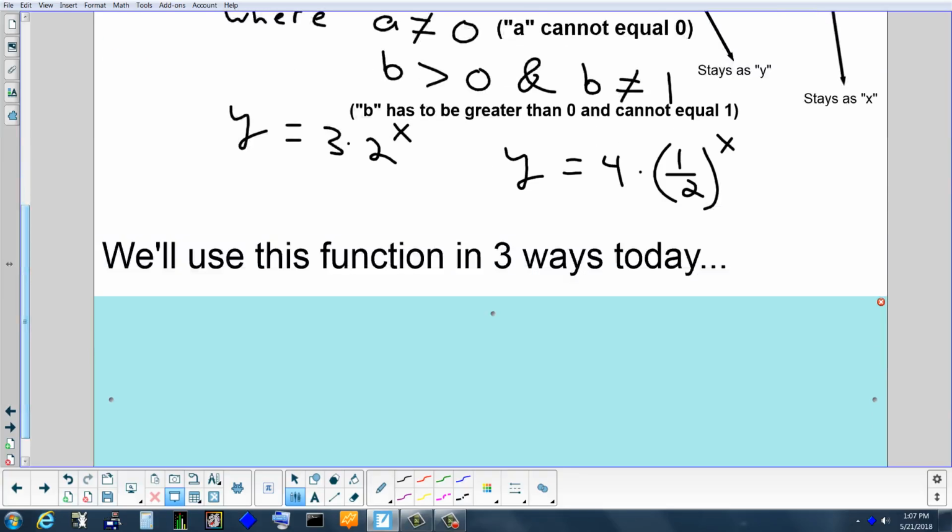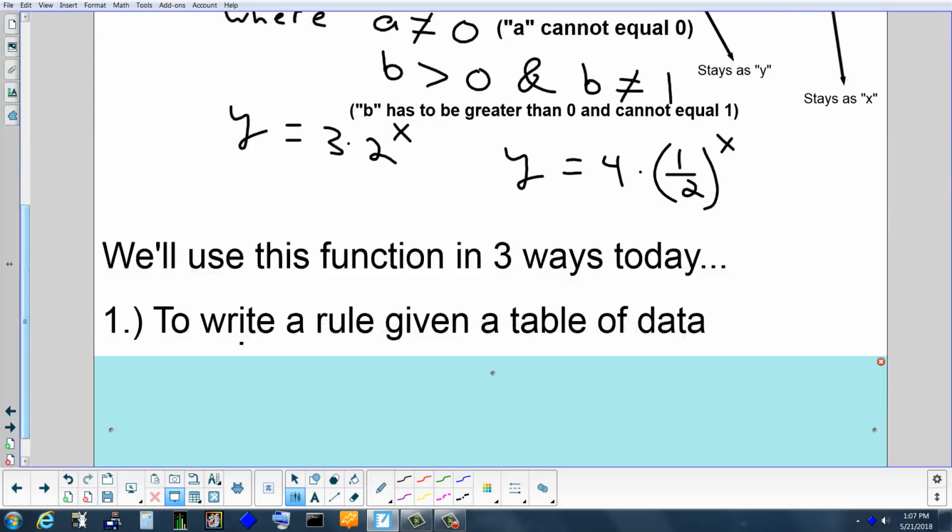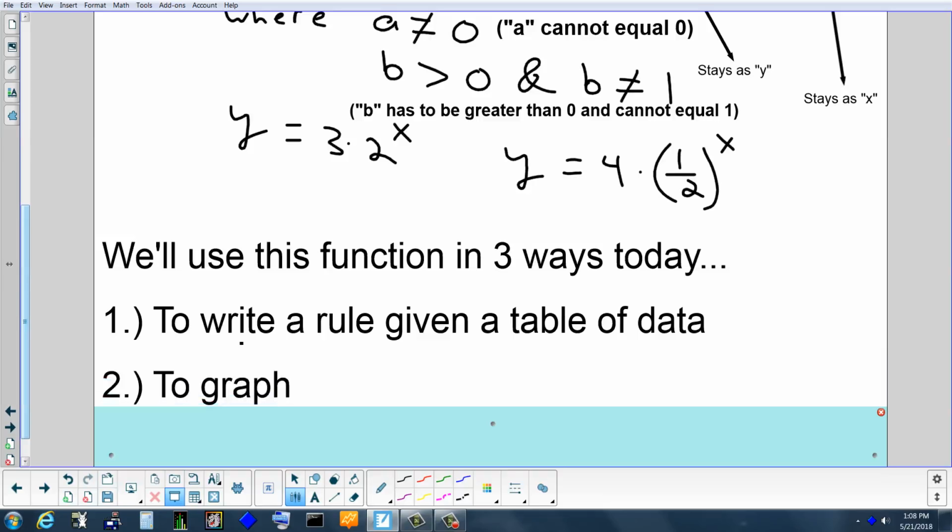Now, there will be 3 different ways we're going to use this function today. One way is we're going to give you a table, with x values on the top and y values on the bottom, and we're going to say, from that table, write a rule, or write a function. I'm just telling you what we're doing today. Second, we'll give you a function, and you have to graph it.